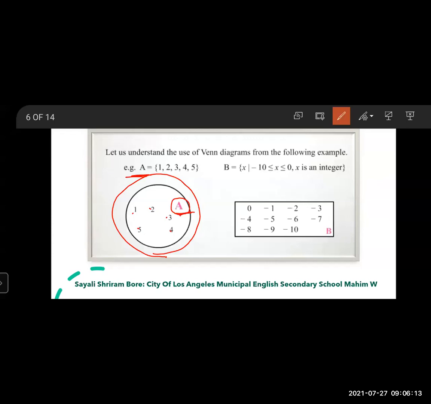So here 1, 2, 3, 4, 5. If you see only this circle, you can easily write that this is a set A, and in this set there are 1, 2, 3, 4, 5 elements. So this is how, when the listing method is given, we can draw the Venn diagram.